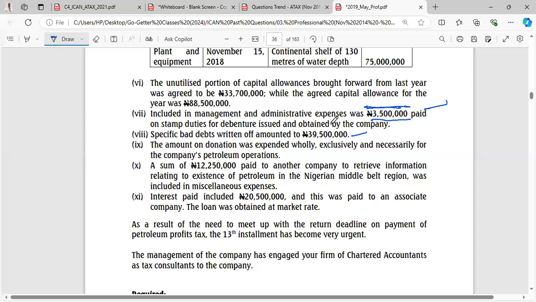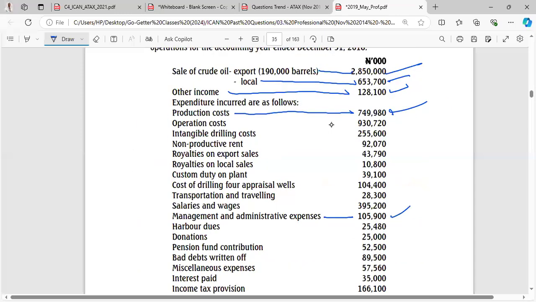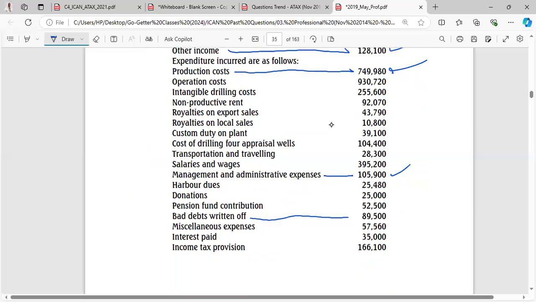Let's go to where bad debt is. And of course, we know that we've done with it. So if 39,500 was written off, it means 50 million was general. So it means this general is not allowable. Okay, so we go down.